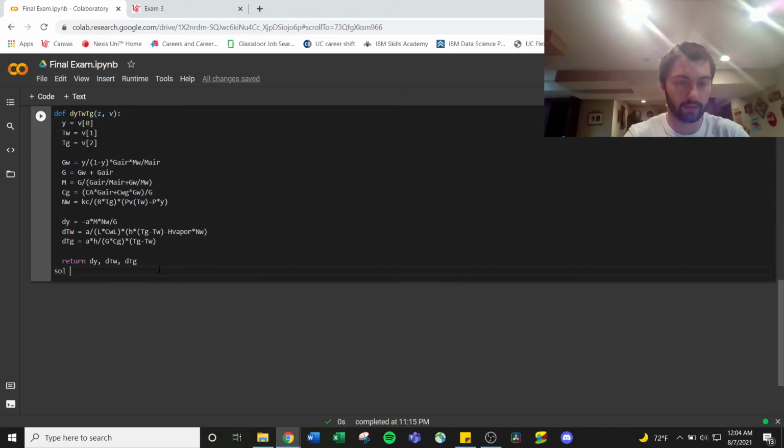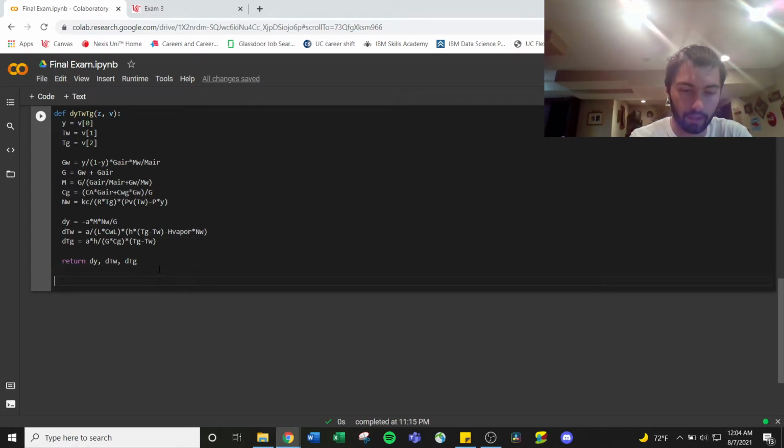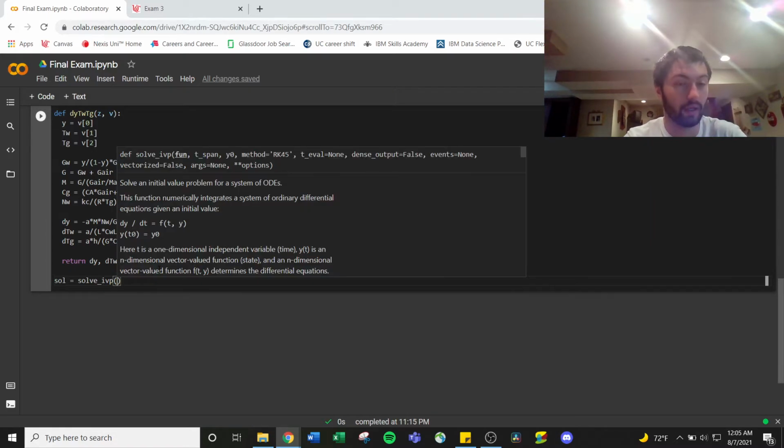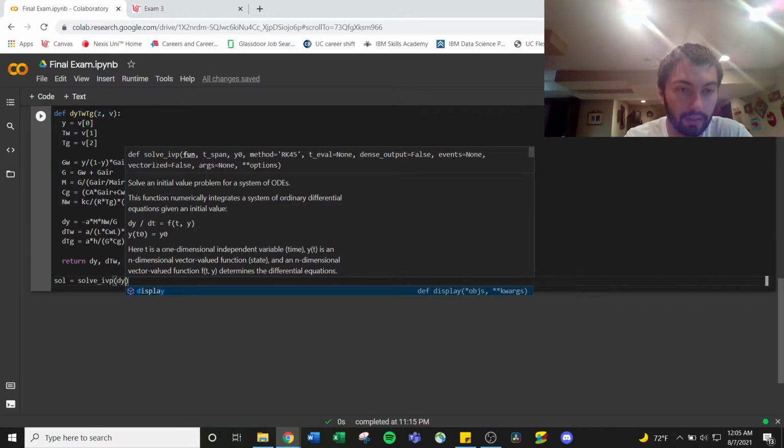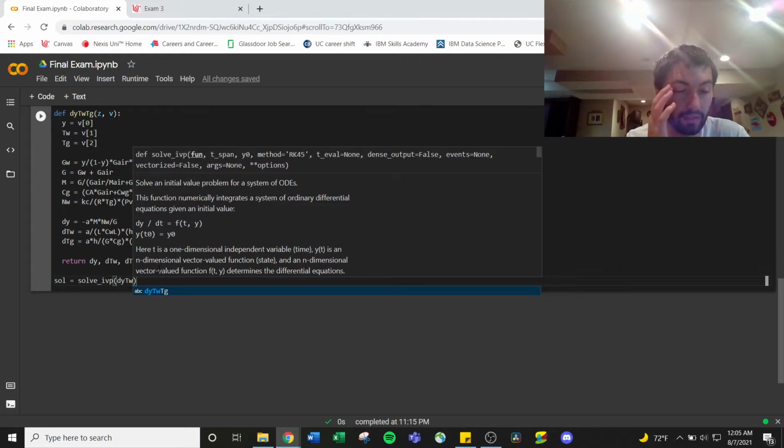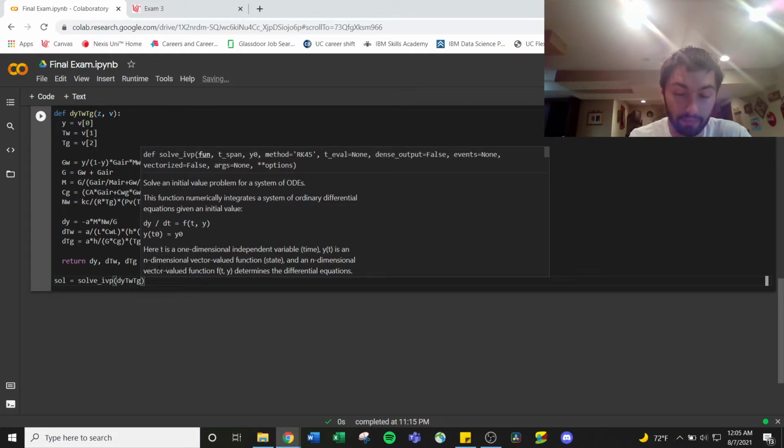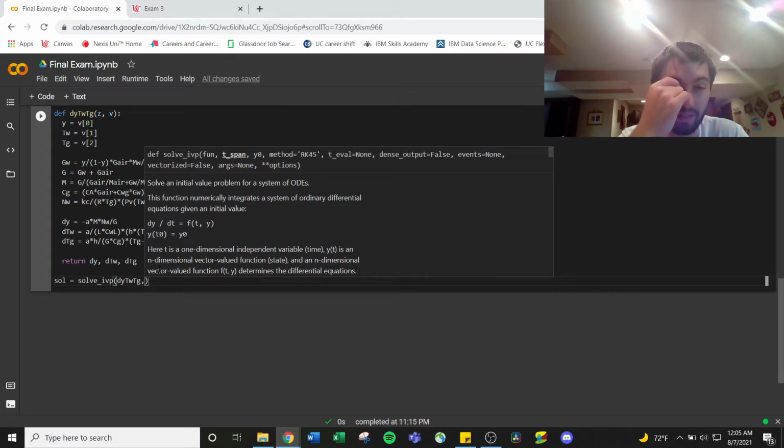We're ready to solve our IVPs, so we can say sol equals solve IVP. So first we want to give it a function, so we'll give it dy, TW, TG, yep. Now we want to give it our t-span, so our t-span will be z plot.